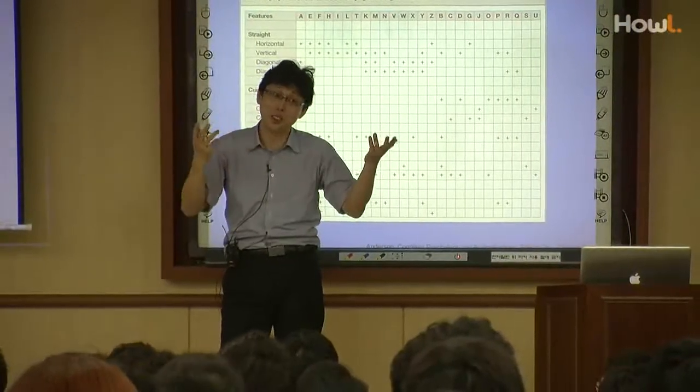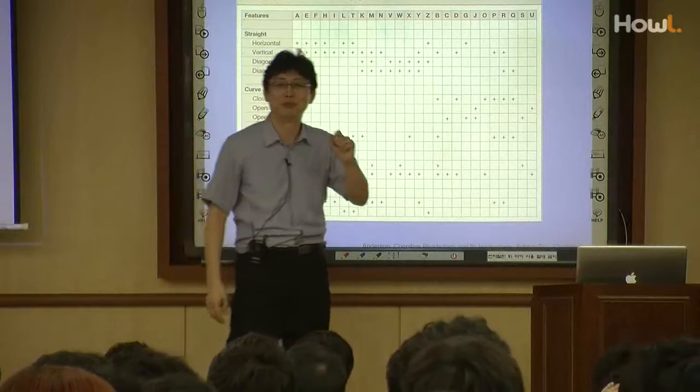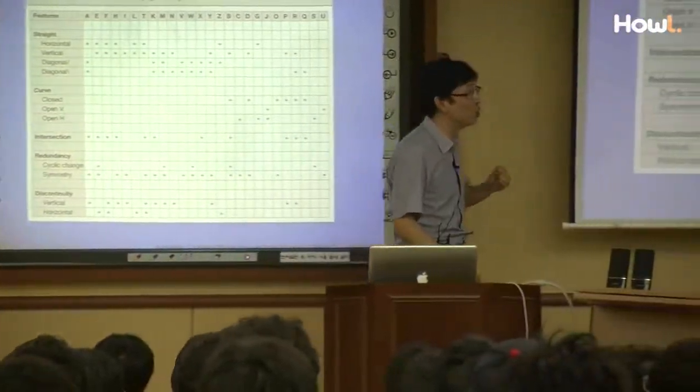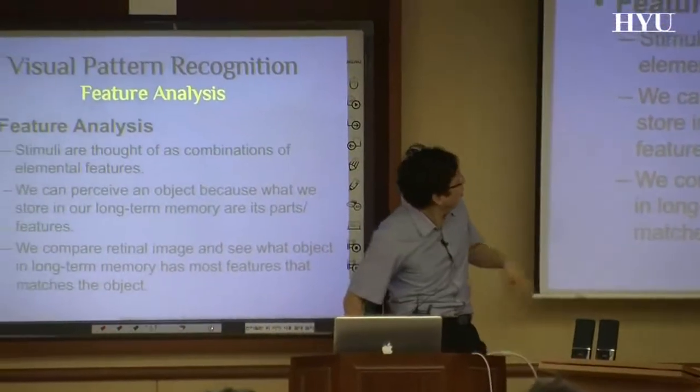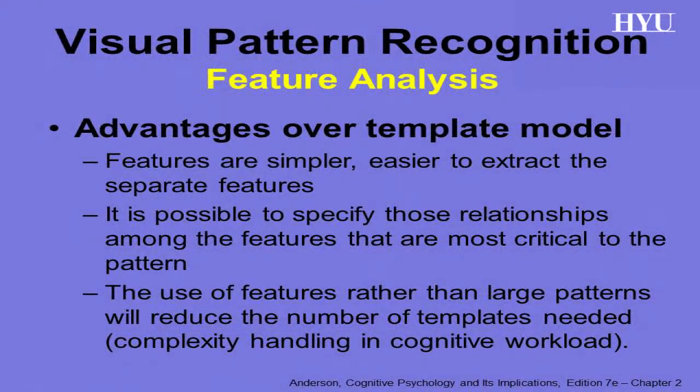Which one is right? No idea. Your job. That is your job, to do this kind of research. Okay, so feature analysis summarized for you.